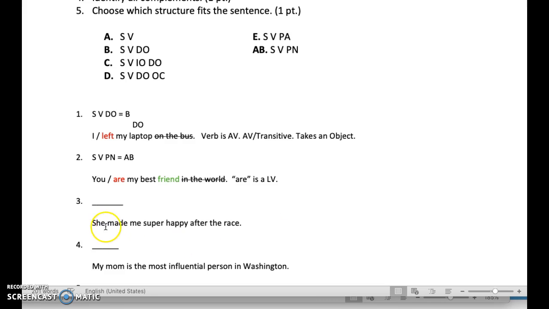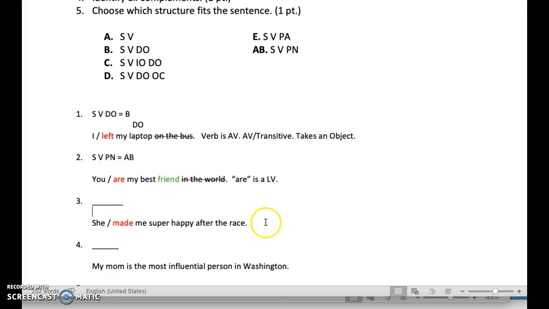Okay, so here's another sentence. She made me super happy after the race. So the first thing I'm going to do is separate my subject from my verb. Now I'm going to look for my verb. There's my verb. So verb, super important. We're going to work out from the verb. So she is the subject.